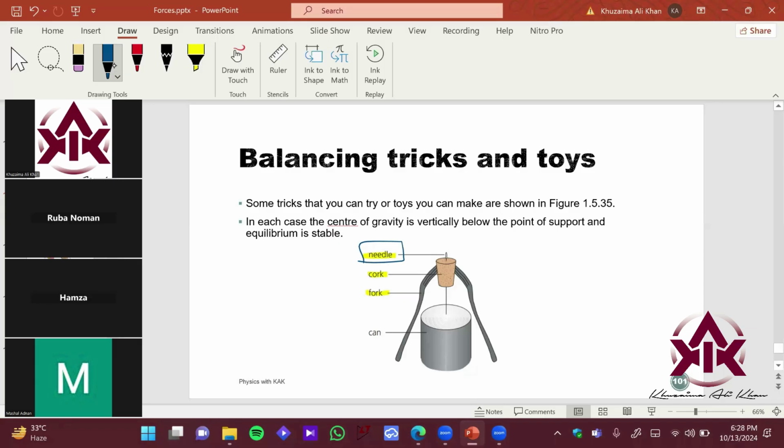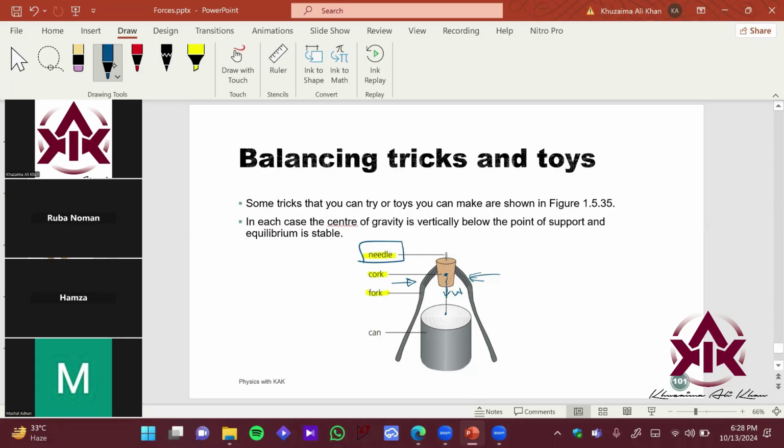So they are balancing this thin needle on a can using the idea of stability, right? They have added more supporting parts, which balance out this center of gravity point. Let's say this is the center of gravity of the needle and the cork, so it passes exactly through the center of this, like this. So this is W, which makes it stable.